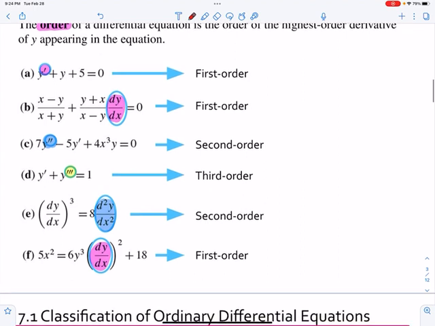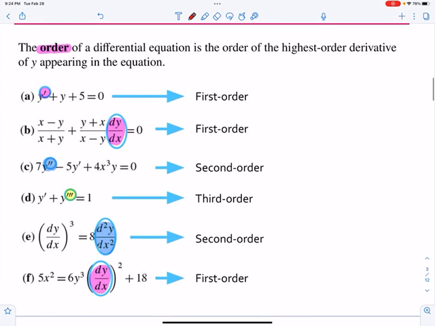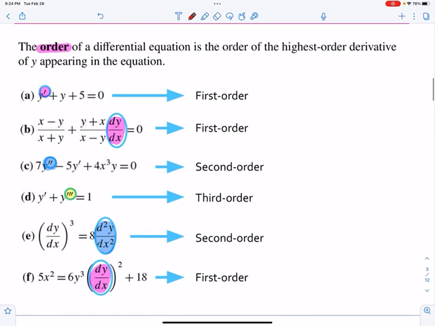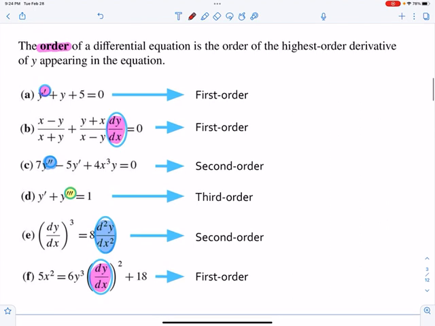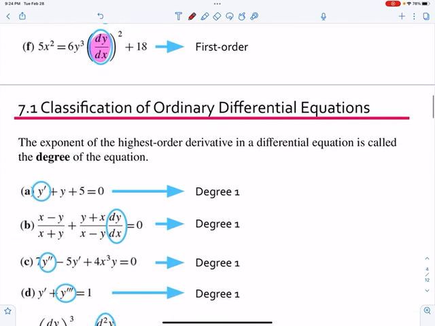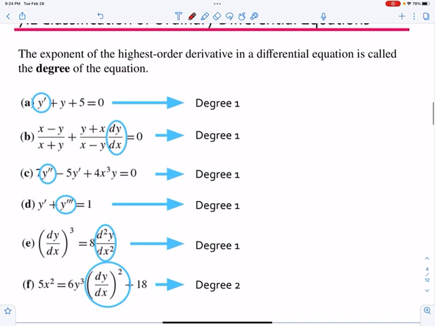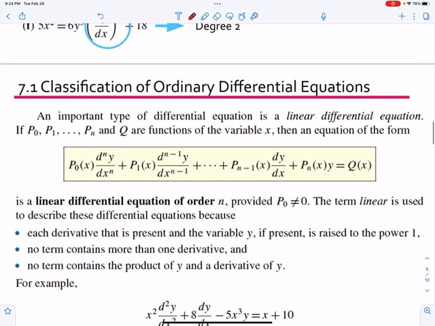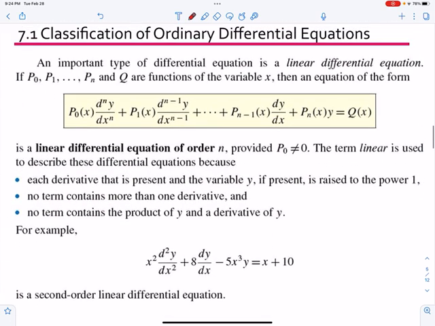The next slide I'm just going to kind of skip through. It is going to talk about determining, based off of the order, whatever is the highest order, that helps you determine your degree. I think some of this is a little confusing at the end. So I'm going to go to this example here.